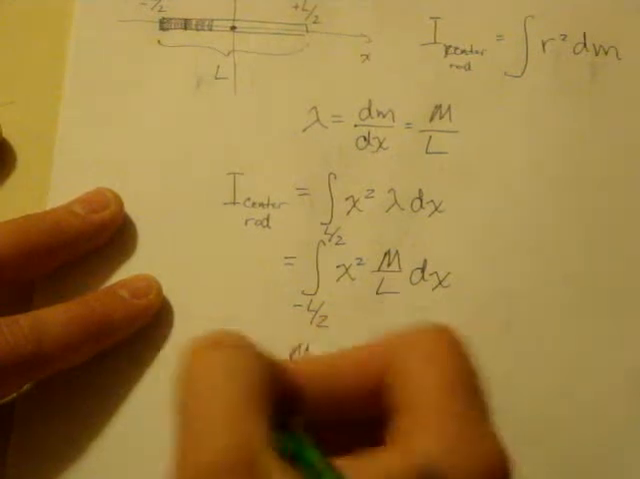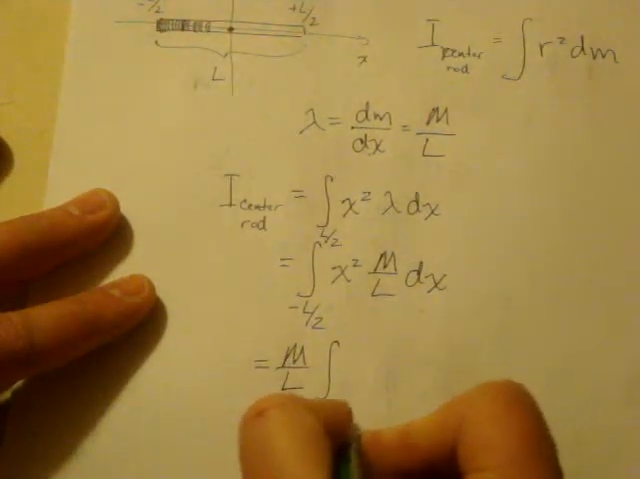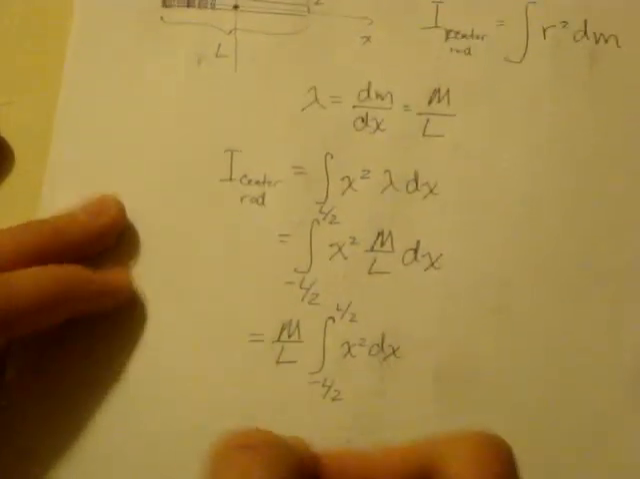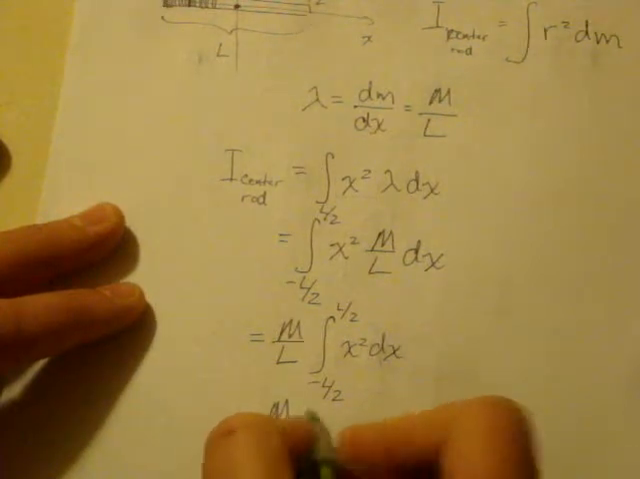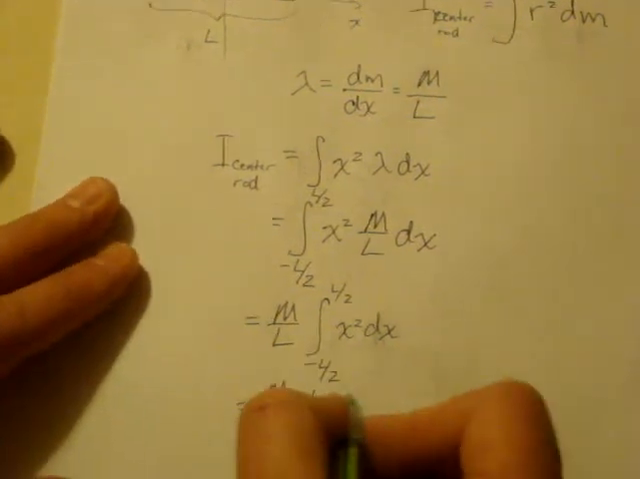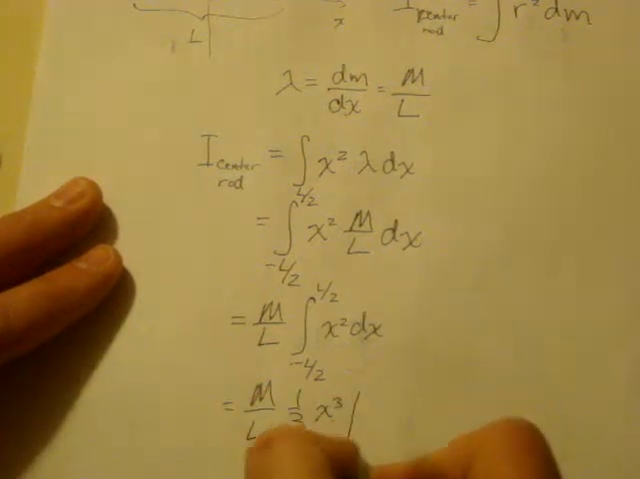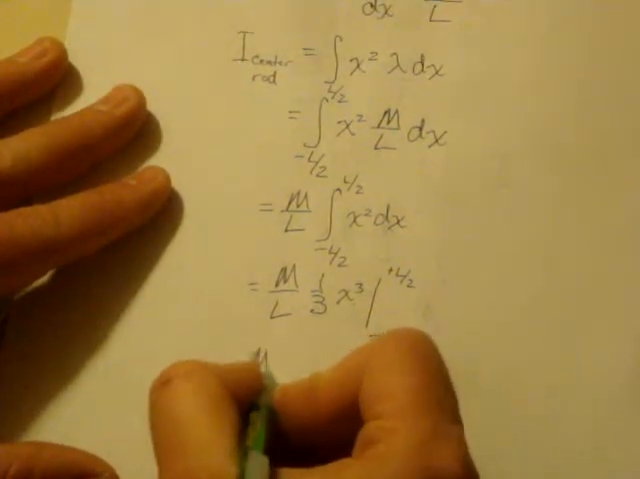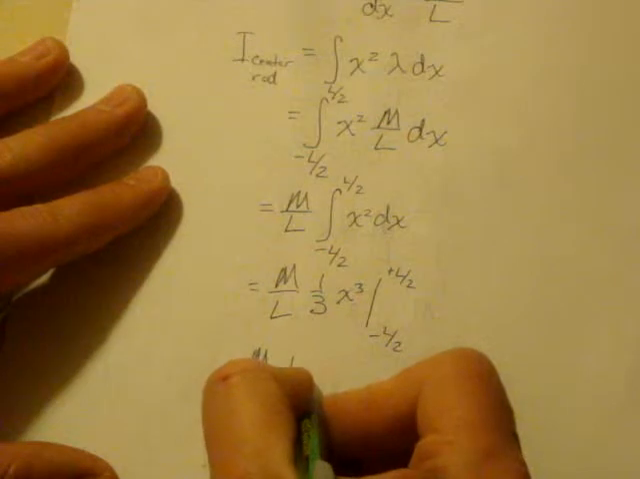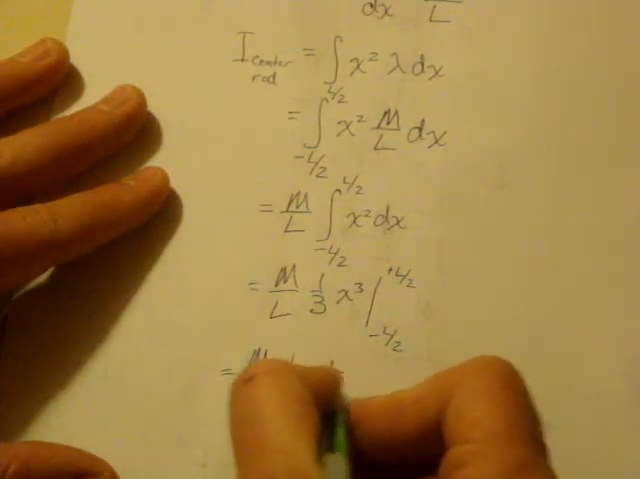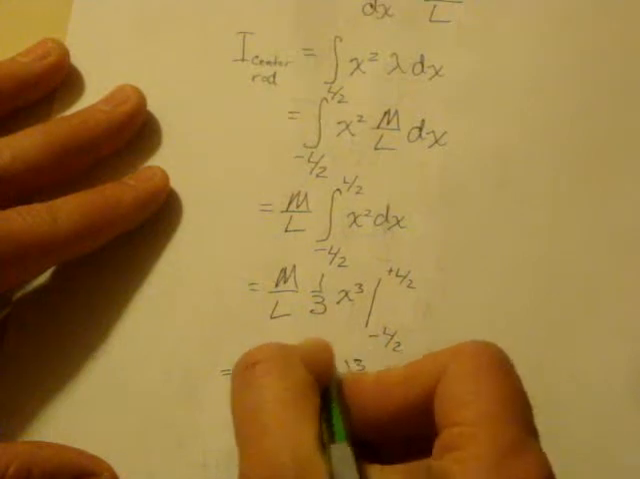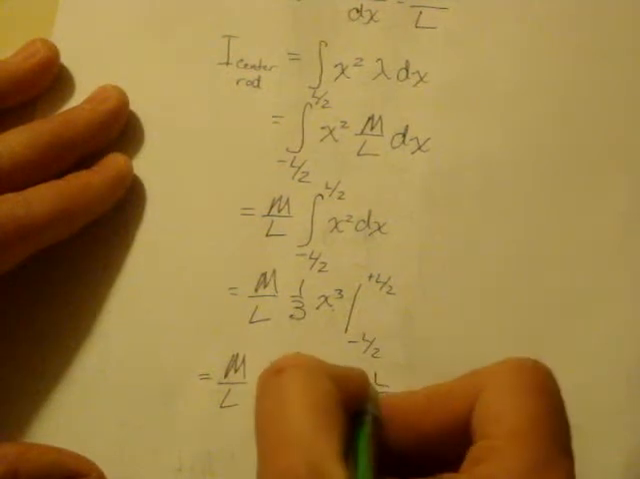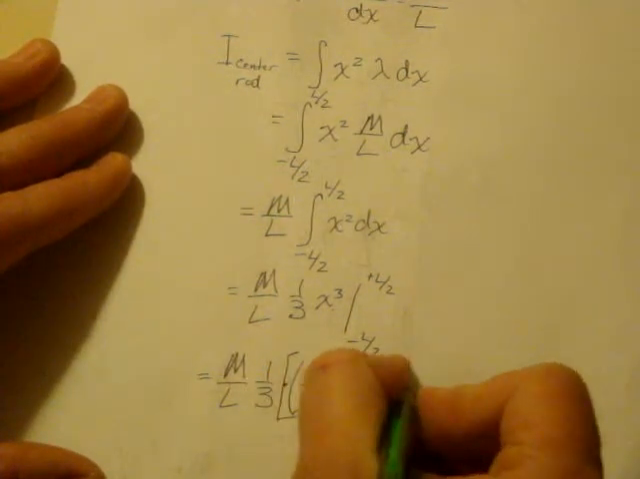The mass and the length are constant values. We can pull those out of the integral. This is just x squared dx. That's going to equal mass over length times 1/3 x to the third, from minus L over 2 to positive L over 2. Substituting those in, we get m over L, 1 divided by 3, times L over 2 to the third power, minus minus L over 2 to the third power.